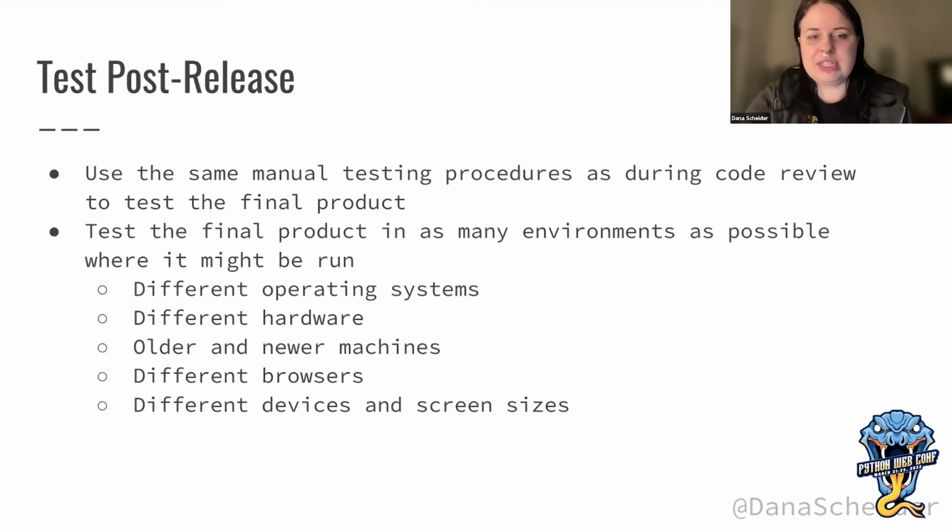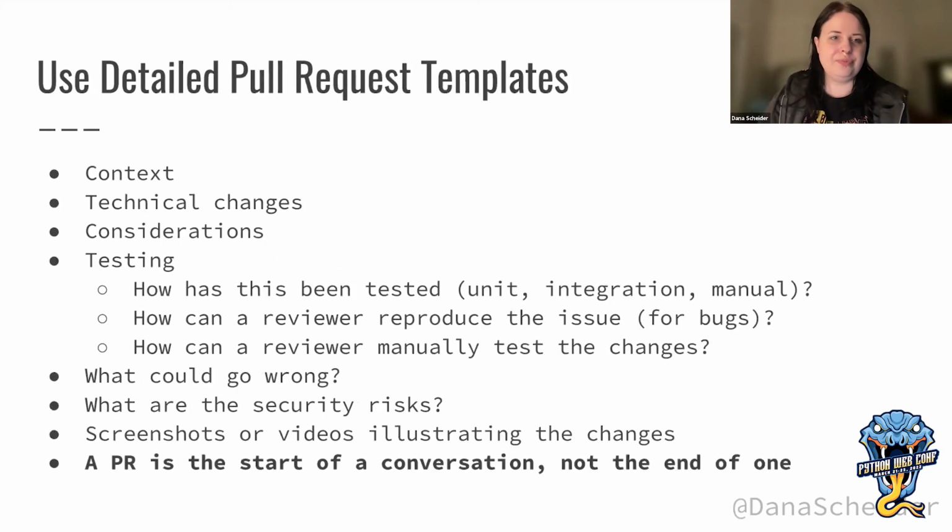And then you want to use those same manual testing procedures used during code review to test the final product once it's released. When you do this, you don't want to just click through it in the browser you developed it in and call it good or whatever. You want to test the final products in as many environments as possible where they might be run. So if there's a different operating system, different hardware, different system architectures, older and newer machines or different browsers, different devices, whatever it happens to be, wherever your software might be used, make sure to test it there.